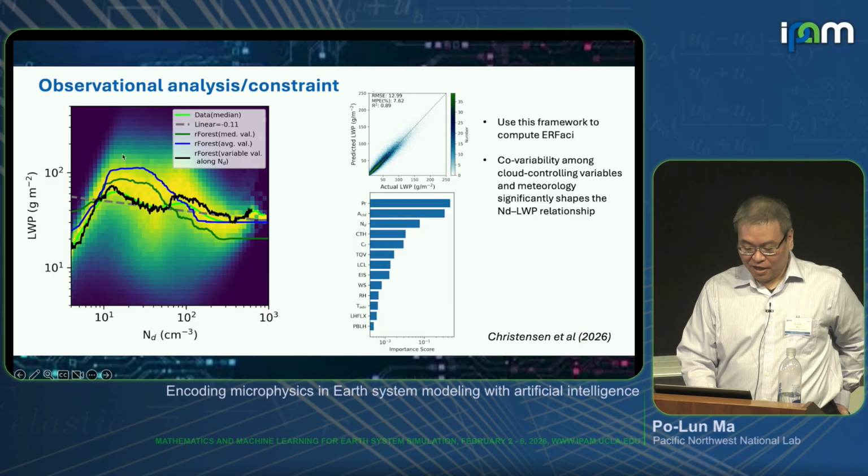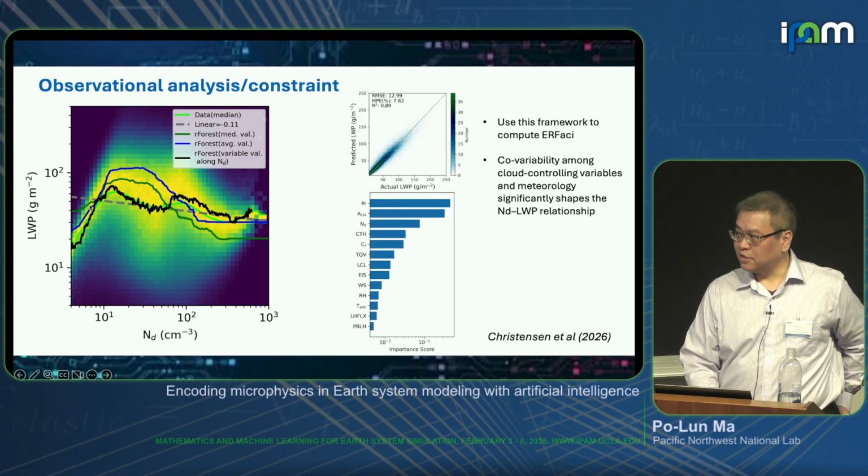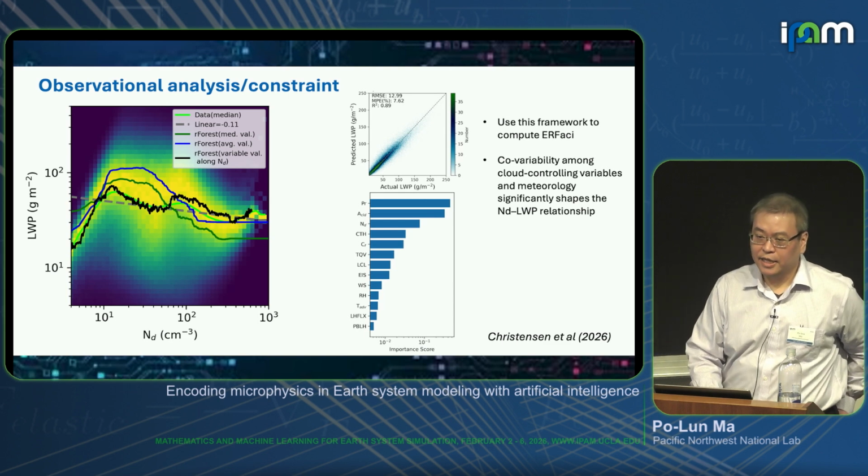And it pays off. He finally found that when you use the same random forest model, and then change the ND, but don't keep all other controlling factors fixed, you allow them to vary when you vary the droplet number. And now you started to see the M shape. So I think this has huge implications.